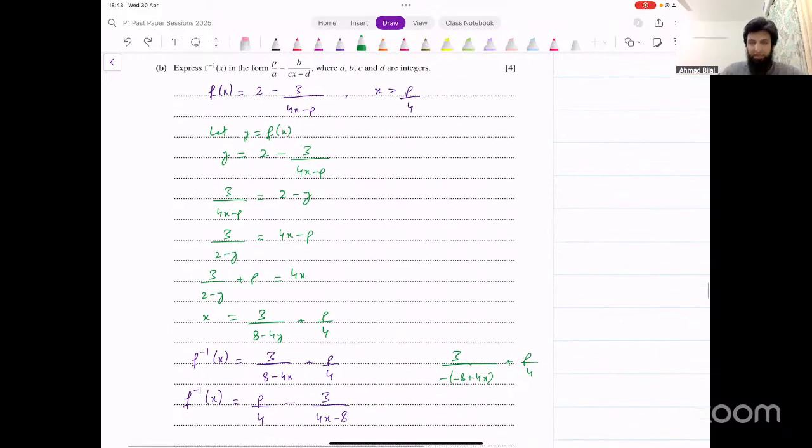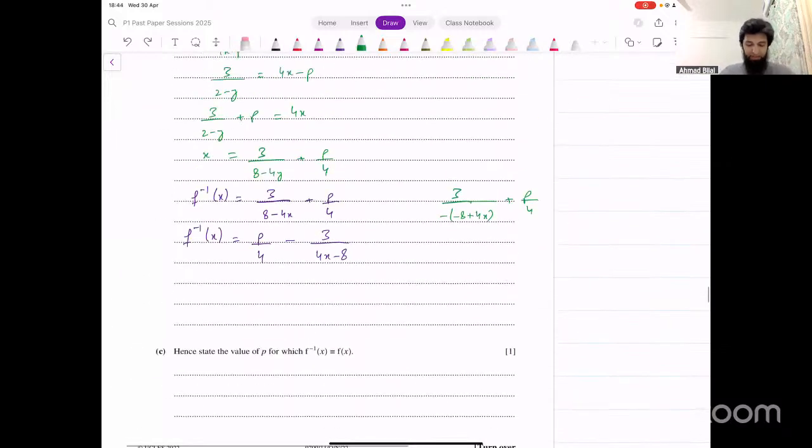This is exactly the form that they wanted there. Is that all right? Any issues with this? Any problems with this, anyone? Okay, good. Let's move on.